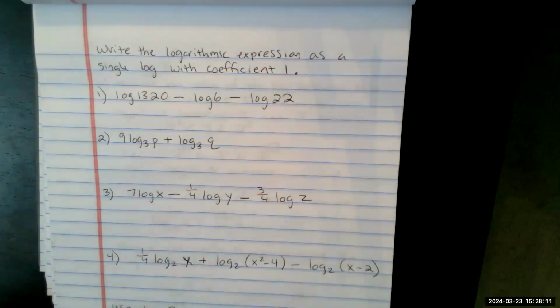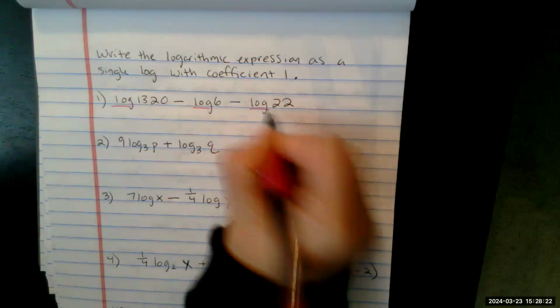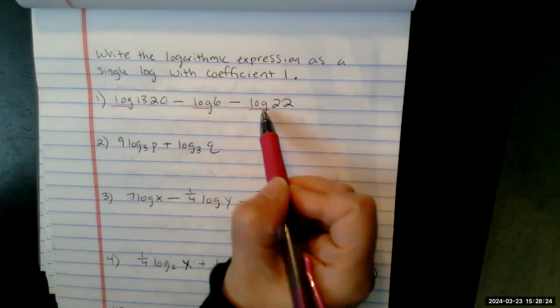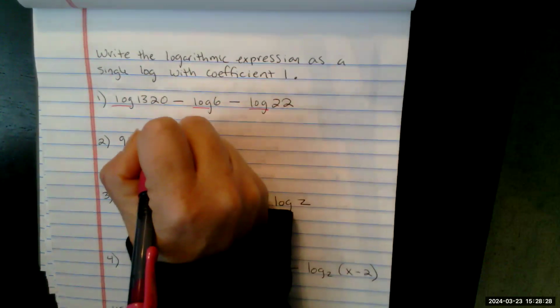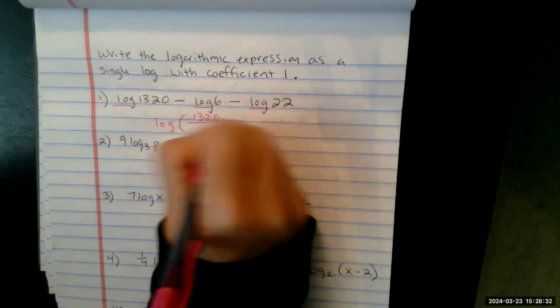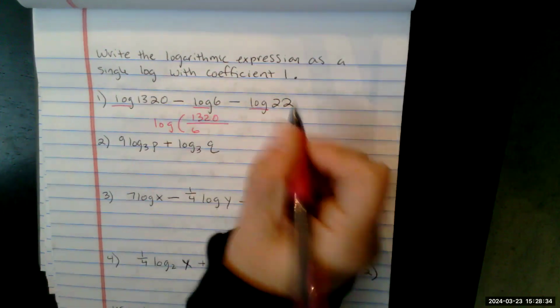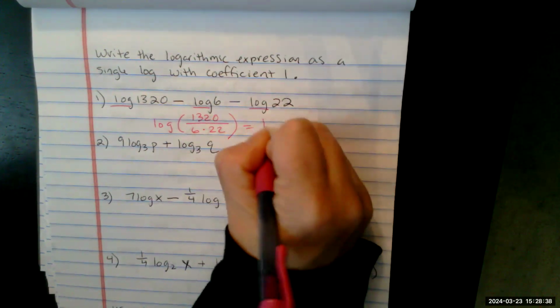So now we're going to squish them together as one log, remembering that you can change it to multiplication and division. So for number one, they all have to have the same base. So these are all log base 10, since I don't see a number. So I can put these together. It would be log of the first one divided by the 6 and also divided by the 22.